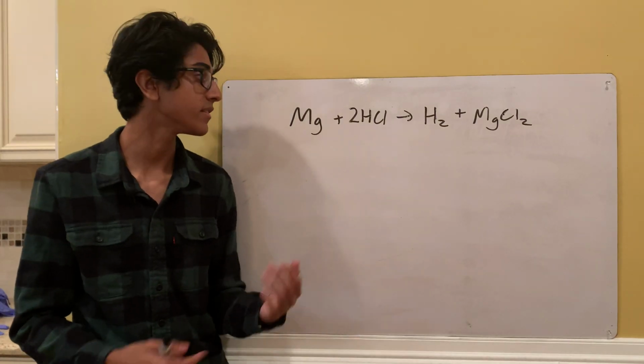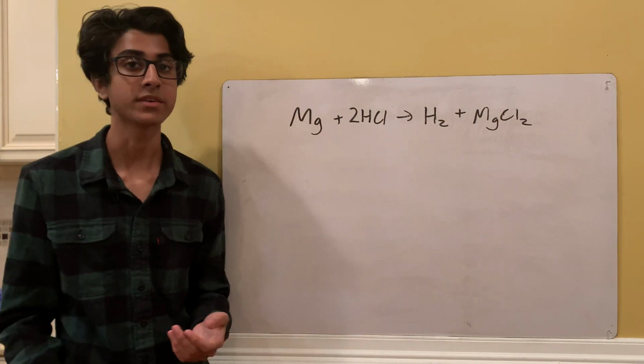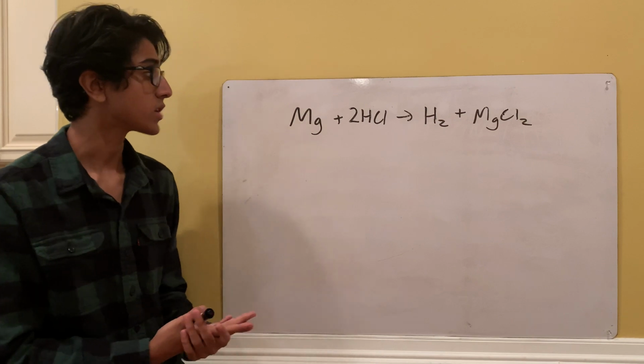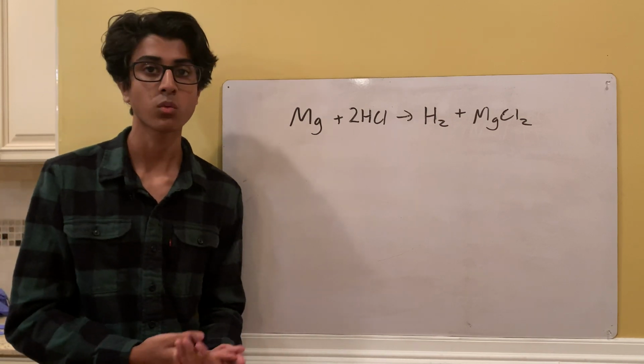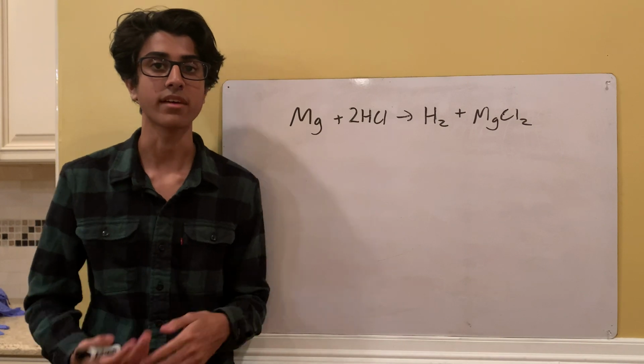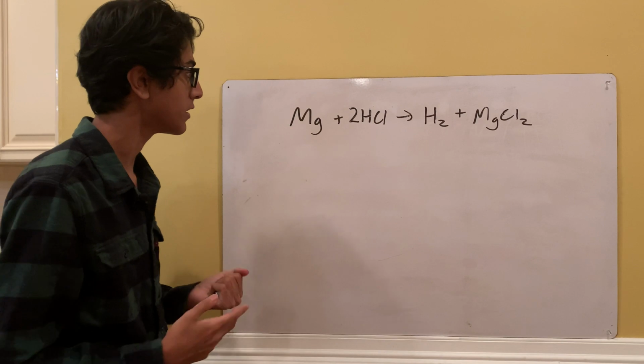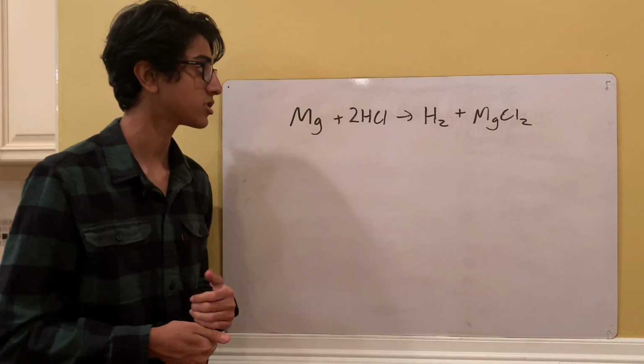Alright, so let's say that this is the reaction that we're given in the problem, and we want to figure out all the information about this reaction, such as what's being oxidized, what's being reduced, what's the reducing agent, and then what's the oxidizing agent. And the way to do this is to figure out the oxidation states of all the ions in this reaction.